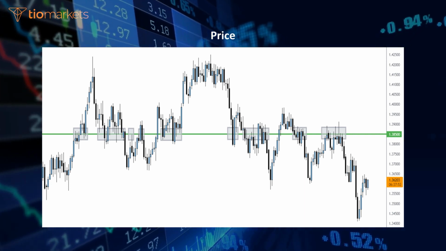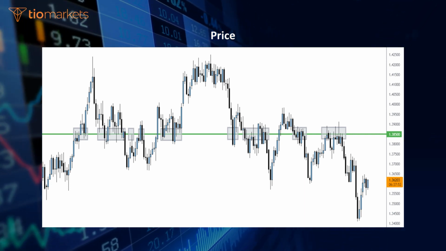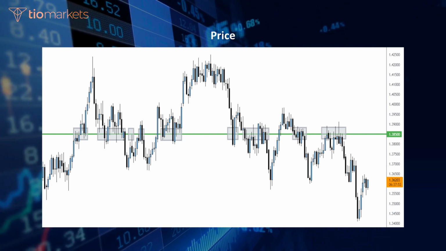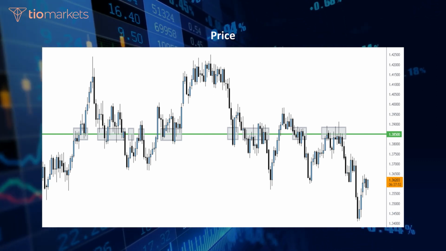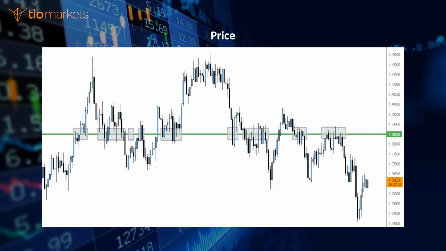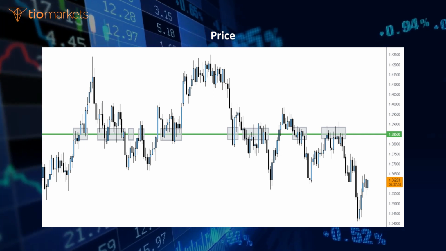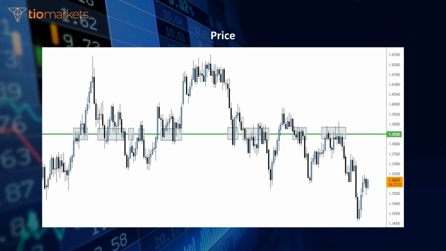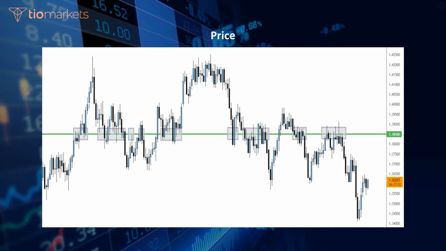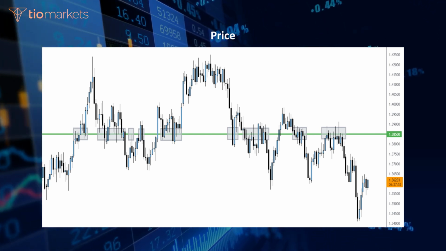Here is the example. The most popular price for the GBP USD since February of this year seems to be 1.3850. You can tell this just by looking at how many times the price visited and traded around this area. Price didn't stay above or below it for long before reverting back to 1.3850.